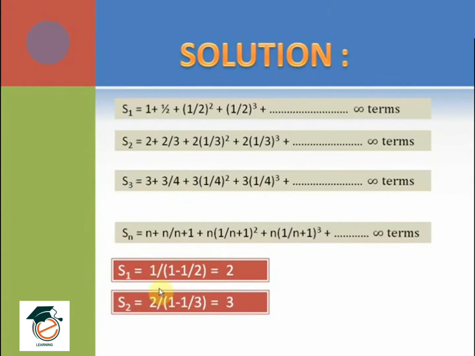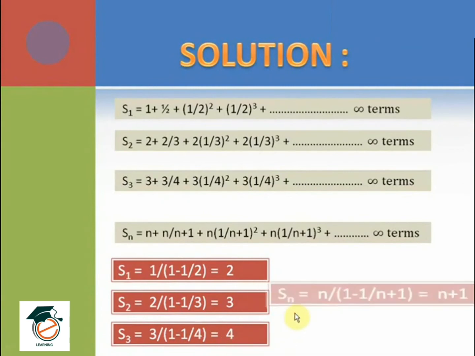Similarly, S2 would be equal to 2 upon 1 minus 1 by 3, and this is equal to 3. S3 is equal to 3 upon 1 minus 1 by 4, which is equal to 4. And so we can say that Sn is equal to n upon 1 minus 1 by n plus 1, and this comes out to be equal to n plus 1. Thus the value of S1 is equal to 2, S2 is equal to 3, S3 is equal to 4 and so on up to Sn, which is equal to n plus 1.